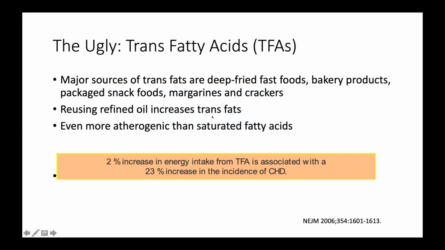So the ugly part is the trans fatty acid, and that is found in all the food which our tongue likes: deep fried fast food, bakery products, packaged snacks, margarine, crackers, and especially remember that reusing refined oil increases the trans fats. You see the halwai, he pours a large amount of oil and continues to fry samosa from morning to evening. So continuous heating of this oil leads to the change into trans fatty acid.